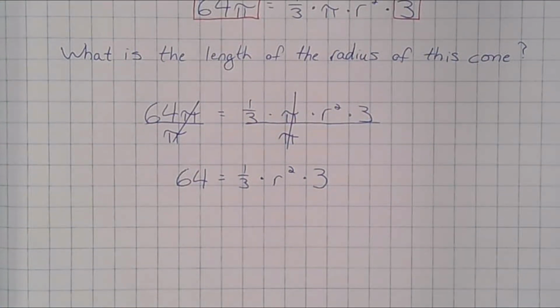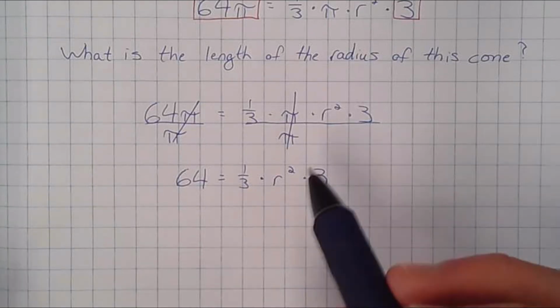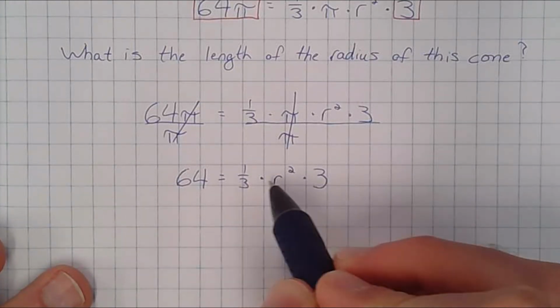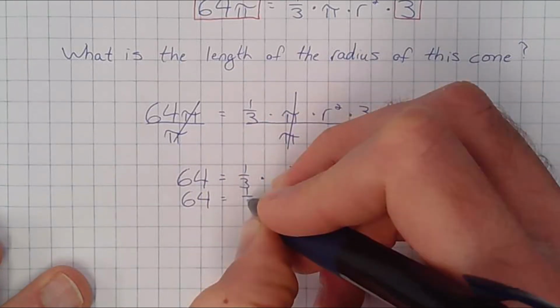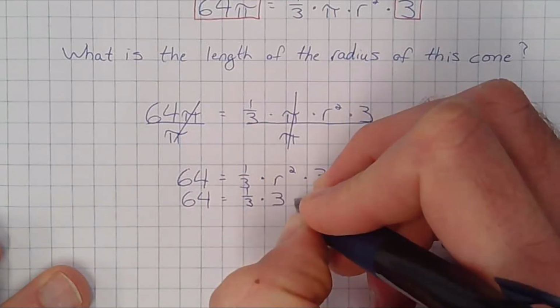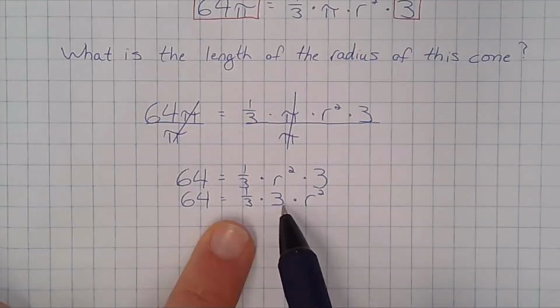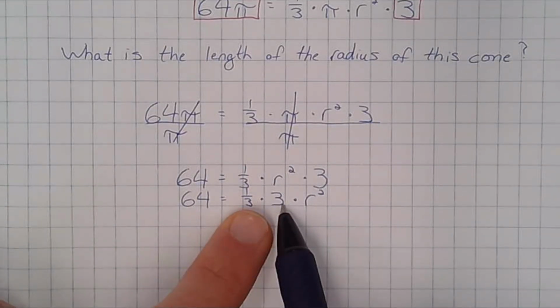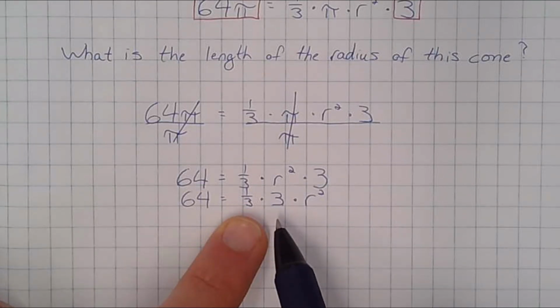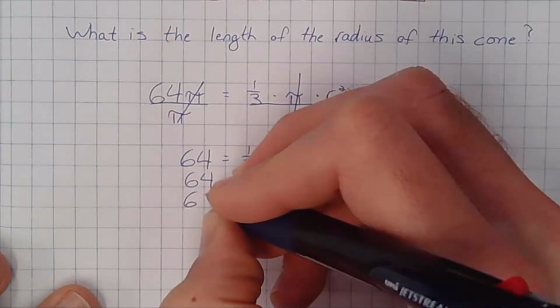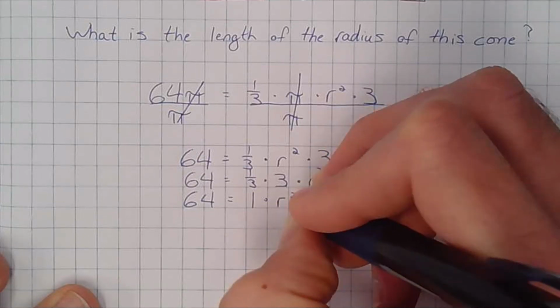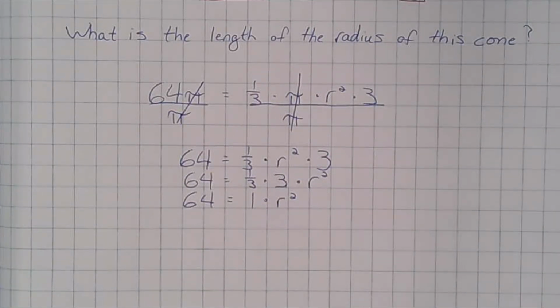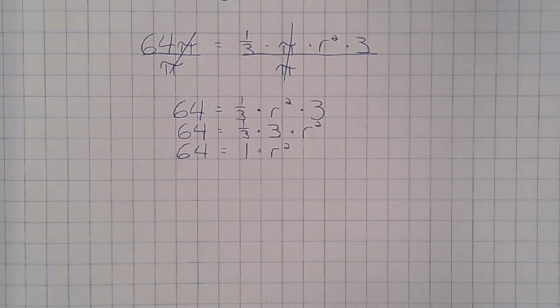Now, we know that multiplication can get rearranged. I can rearrange 1/3 times r squared times 3 to make it 1/3 times 3 times r squared, just to make those a little closer together. So I know that 1/3 times 3 is 1. Those are reciprocals of one another. So we get 64 equals 1 times the radius squared. And really that just means that 64 is r squared.